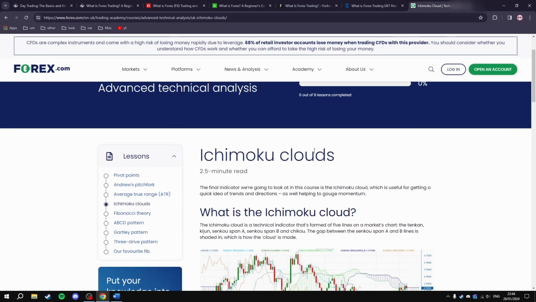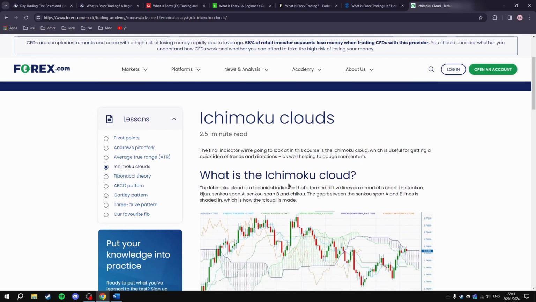Ichimoku clouds. The final indicator we're going to look at in this course is the Ichimoku cloud, which is useful for getting a quick idea of trends and directions, as well as helping to gauge overall momentum. What is the Ichimoku cloud? The Ichimoku cloud is a technical indicator that's formed of 5 lines on a market's chart.